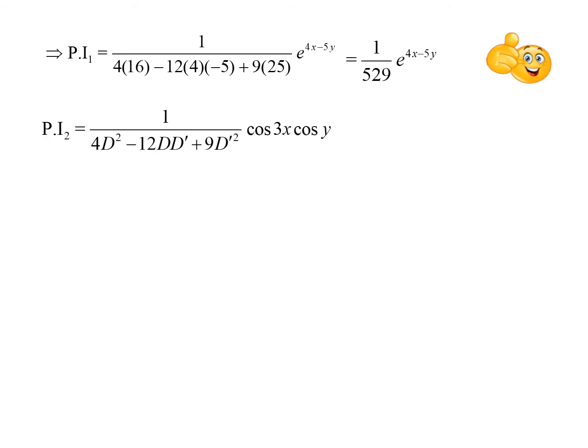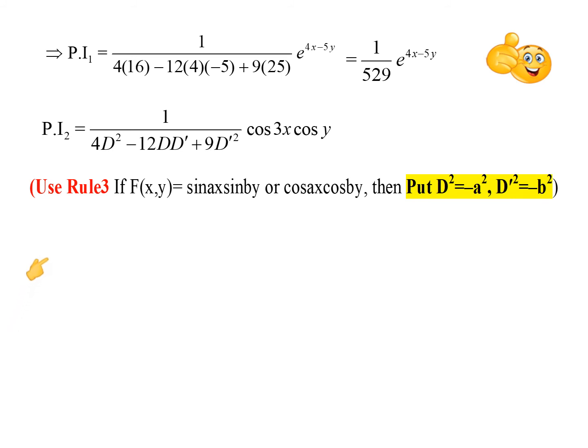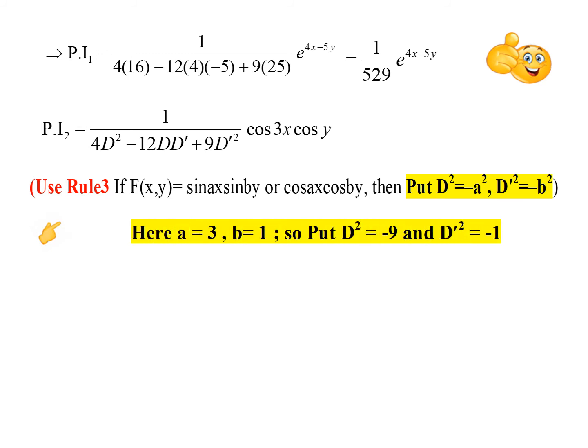Now let us proceed to particular integral 2, 1 by the operator operated on the right side function, that is the second function we have taken, and this is cos ax cos by, that format. So which rule do we have to apply? Rule 3. Whenever you have a function as cos ax cos by or sin ax sin by, what are the rules? D square equal to minus a square, D dash square equal to minus b square. Now here what are a and b? It is cos 3x cos y, so a is 3 and b is 1. Hence D square will be minus 9, D dash square will be minus 1.